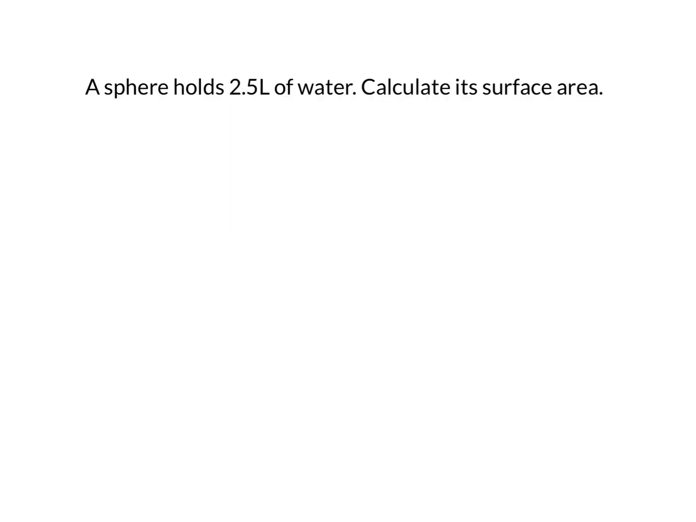So a sphere holds 2.5 litres of water. Calculate its surface area. So our first question should be, what do we need to know in order to calculate the surface area of a sphere? Well, the surface area of a sphere is 4 pi r squared. So we need to know the radius. In fact, that's all we need to know to find the surface area. So what we have to do is use the information given to find r.